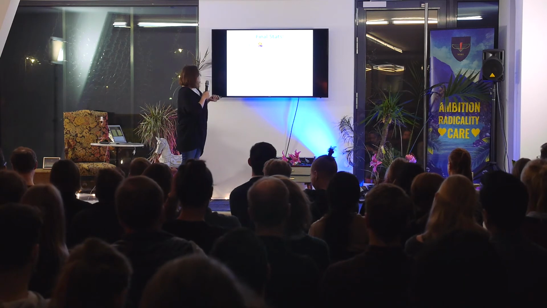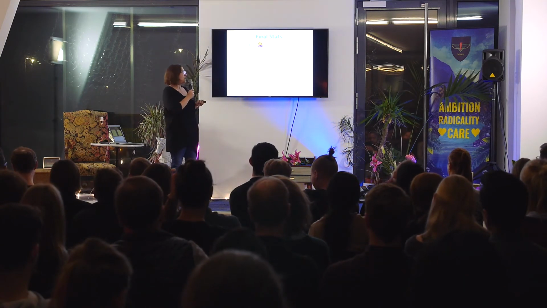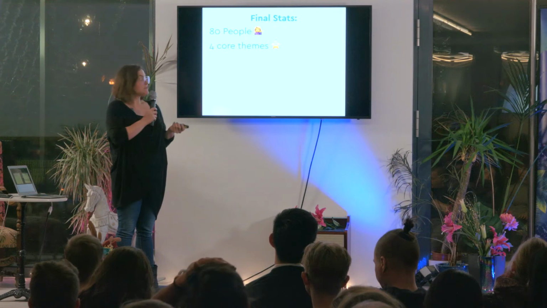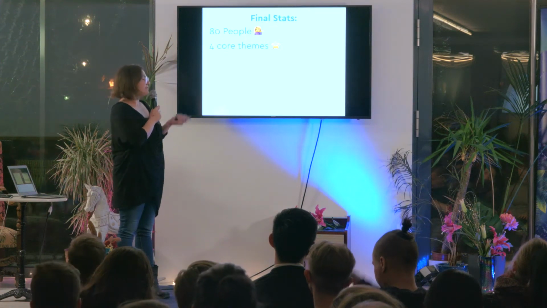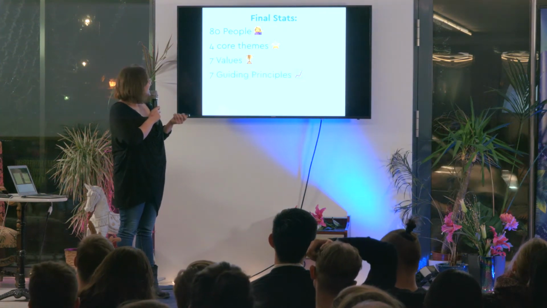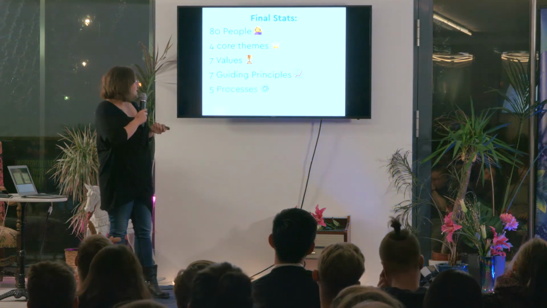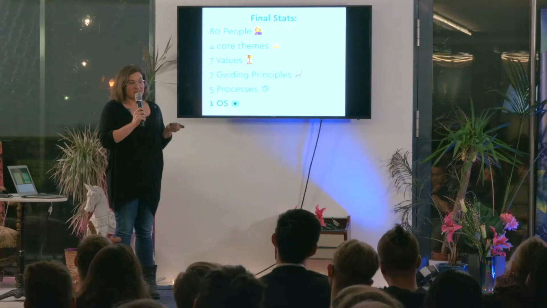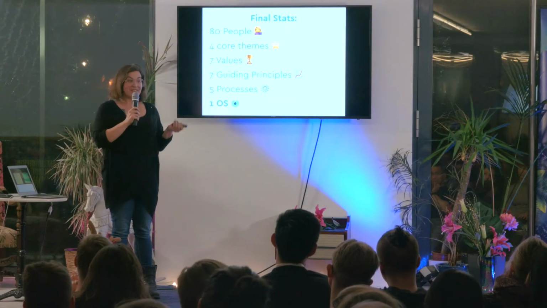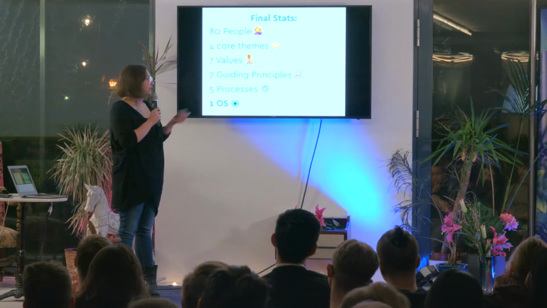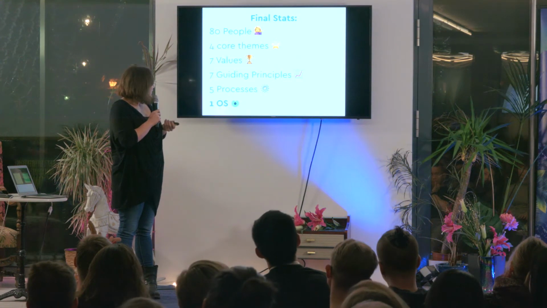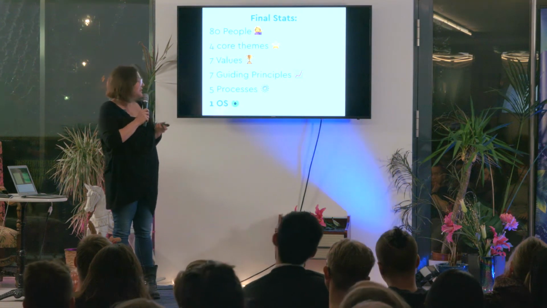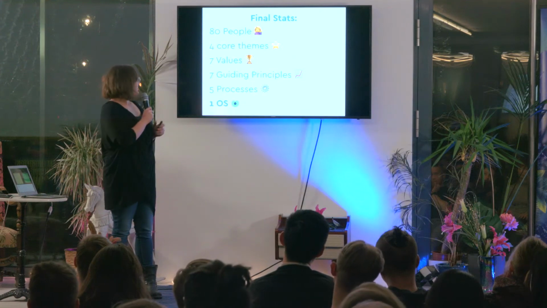So just to sum it up, as final statistics as of now, we are about 80 people. We have 4 core themes. We have 7 values, 7 guiding principles, and we have 5 processes, which make up the entirety of the One OS, which is the Blinkist operating system. This is what we've been working with now for over a year, and we're very, very happy with the way that it has turned out.